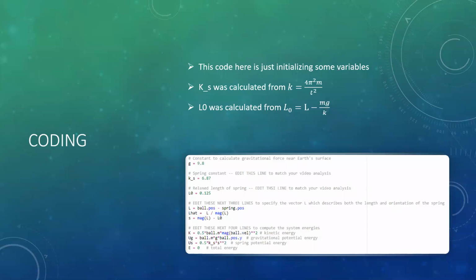So as far as code goes, this is the code that was used to set some initial variables. G equals 9.8, the force of gravity, Ks equals 6.81, found from this formula. L naught equals 0.125, found from this formula. These 3 lines of code were used to find the position of L. And these 4 lines of code were used to set the kinetic energies, force gravity, force spring, and E total.